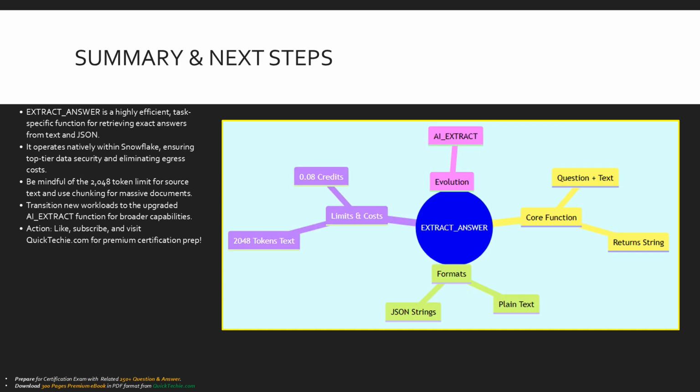To summarize, extract answer is your go-to task-specific function for pulling precise data points out of unstructured text and JSON logs. Because it runs natively inside Snowflake, your sensitive data never leaves your secure perimeter, and you pay zero egress fees. Remember to architect around the 2048 token limit by chunking larger documents, and start transitioning your newer workloads to the upgraded AI extract function for multimodal and multilingual support. By mastering these Cortex AI functions, you drastically reduce the time it takes to turn raw text into actionable business intelligence. Thank you for joining this session.